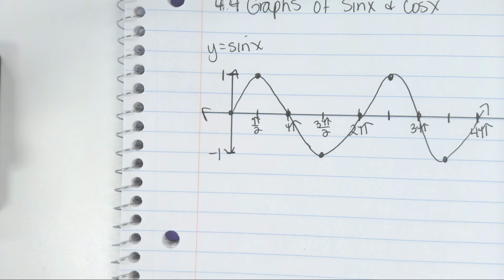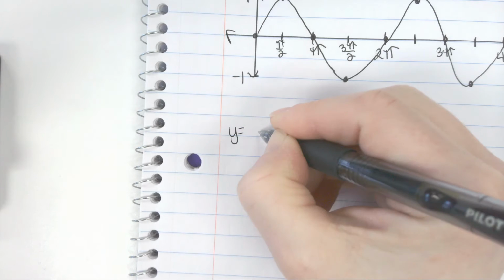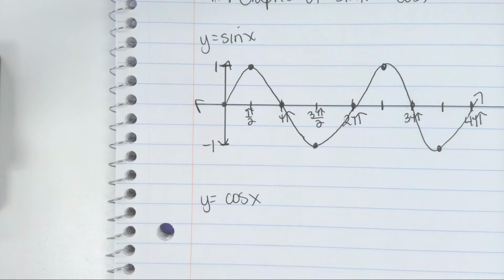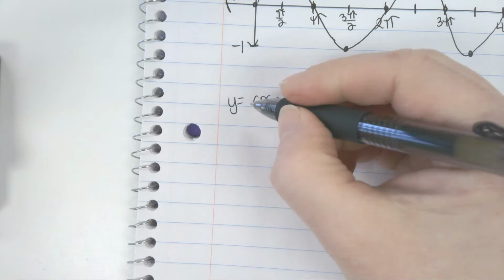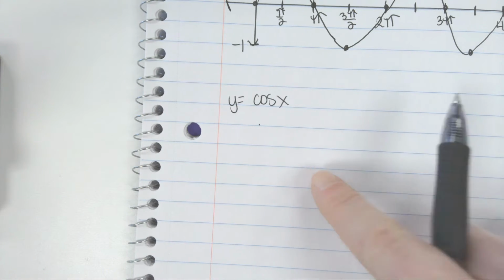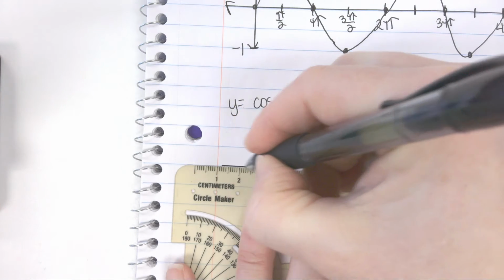Okay. All right. Let's sketch cosine. So we're going to start off the same way for cosine, and then I'm going to show you how we just actually start the cosine in a different spot. The process is no different. So I want my x-axis again.